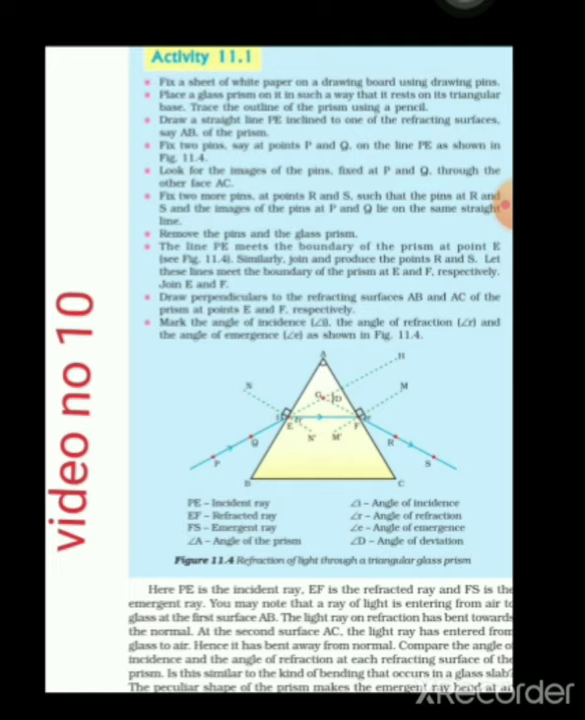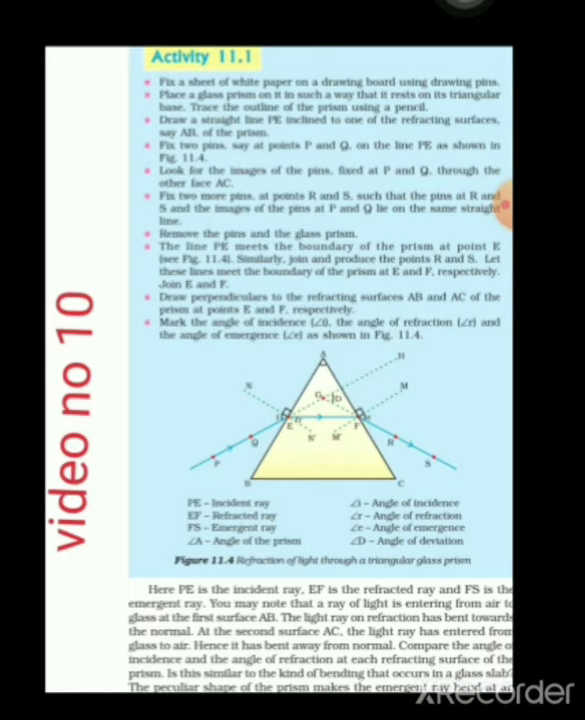So we are saying that PQ is the incident ray, EF is the refracted ray. This refracted ray moves out from glass to air. So now the medium changes from denser to rarer medium. So the ray of light bends away from the normal. So we are saying that FS is the emergent ray.